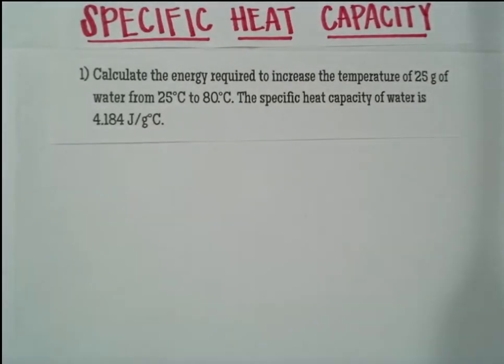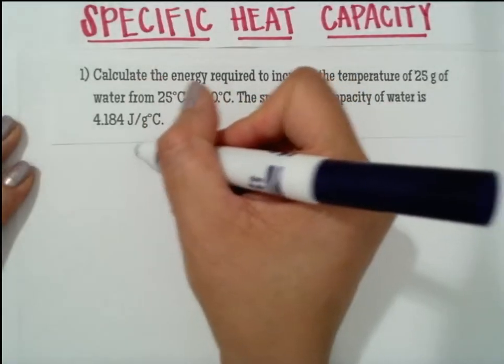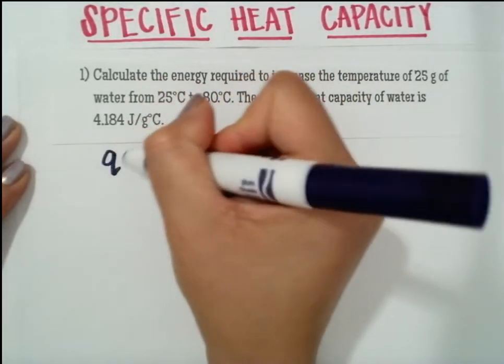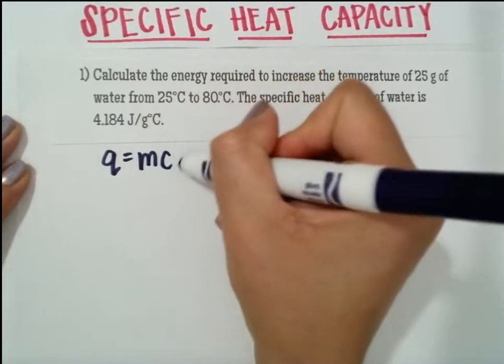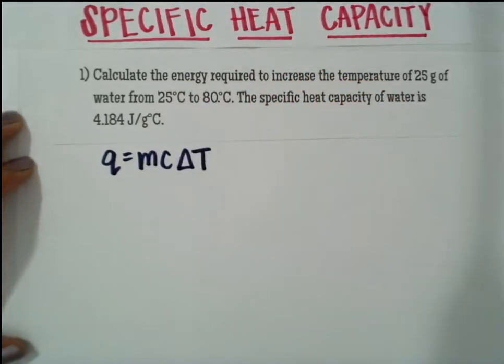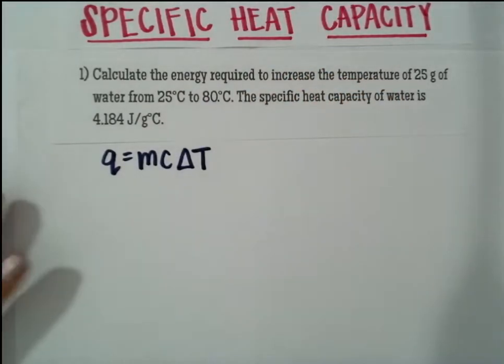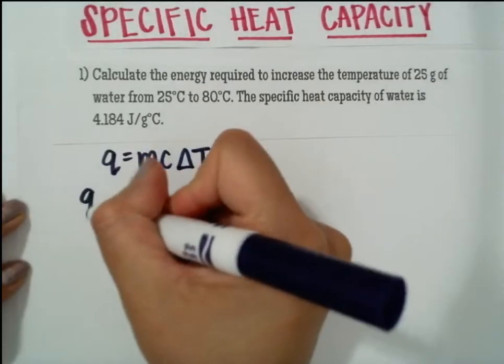Calculate the energy required to increase the temperature of 25 grams of water from 25 degrees Celsius to 80 degrees Celsius. The specific heat capacity of water is 4.184 joules per gram degrees Celsius. So the very first thing we're going to do is write our formula. So Q is equal to mc delta T. Okay, that tells me what variables I need. So then I'm going to list my variables.